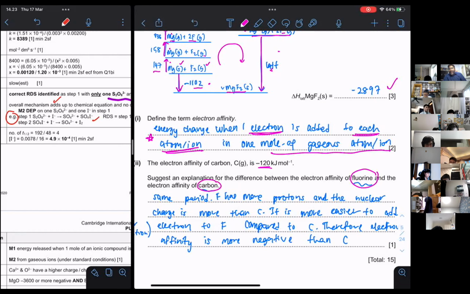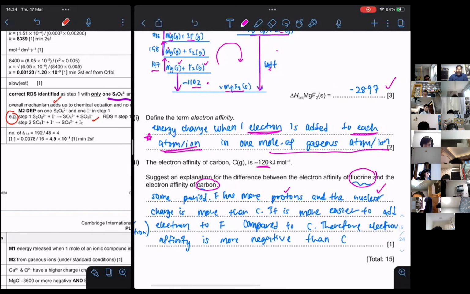If you look at the data booklet, your periodic table, your carbon and fluorine, they are in the same period. When you are in the same period, fluorine is more towards the right of the periodic table, group 17, carbon is going to be group 14. So we know that fluorine has more proton compared to carbon. More proton means more nuclear charge, more positive in the nucleus.